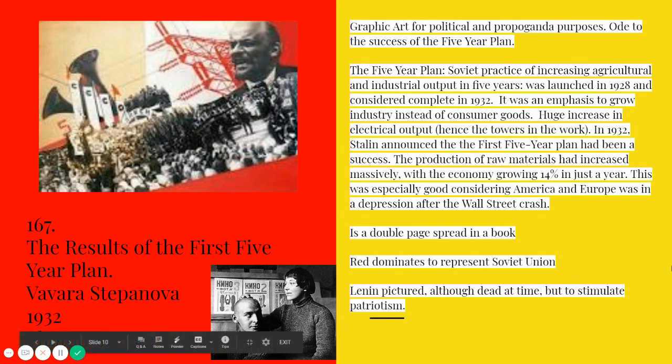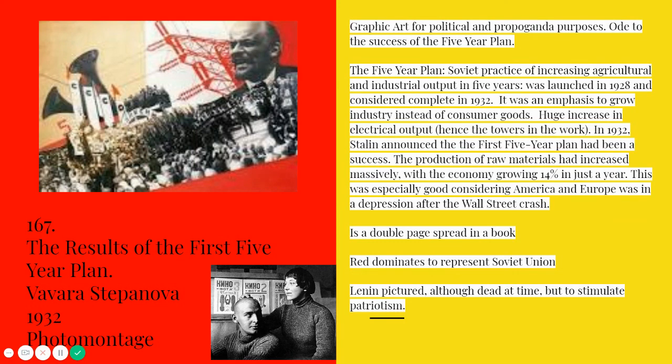I've included a photograph of two artists during the Constructivist era. And the woman here on the right, that's Varvara. A lot of people are not aware that the artist for this piece was actually a woman. All right, so what we have here is a graphic art piece that was definitely used for political and propaganda purposes. It was an ode to the success of the 5-year plan.